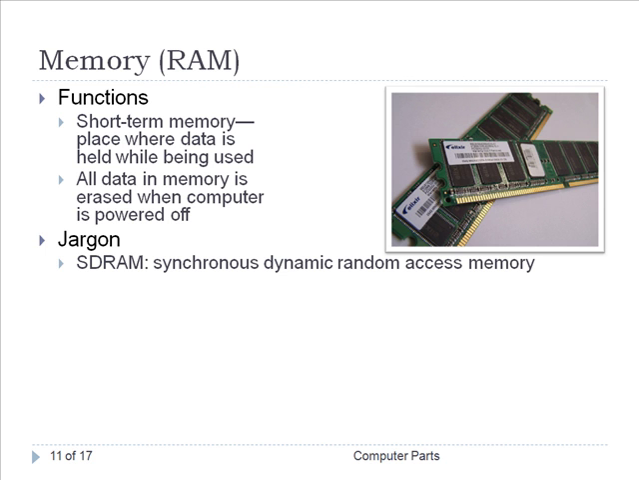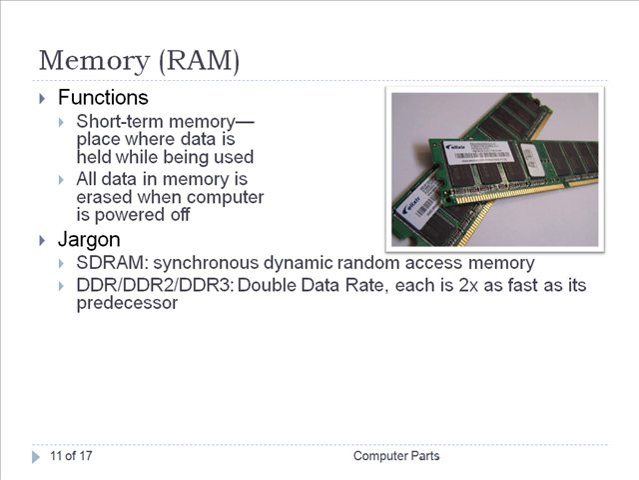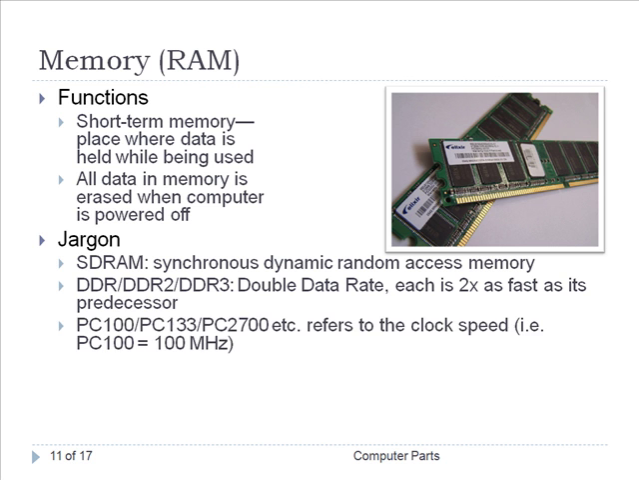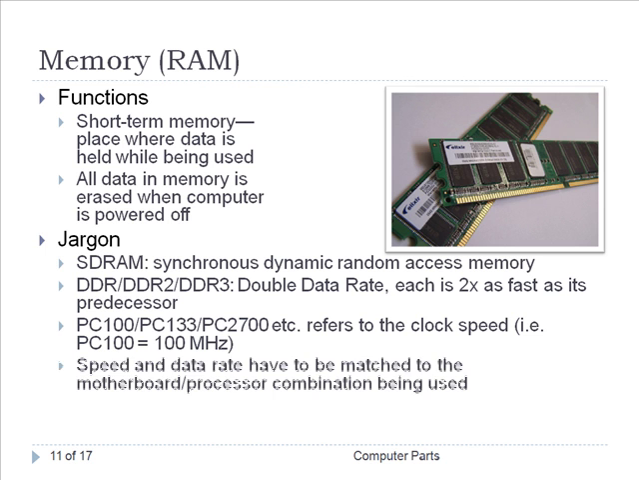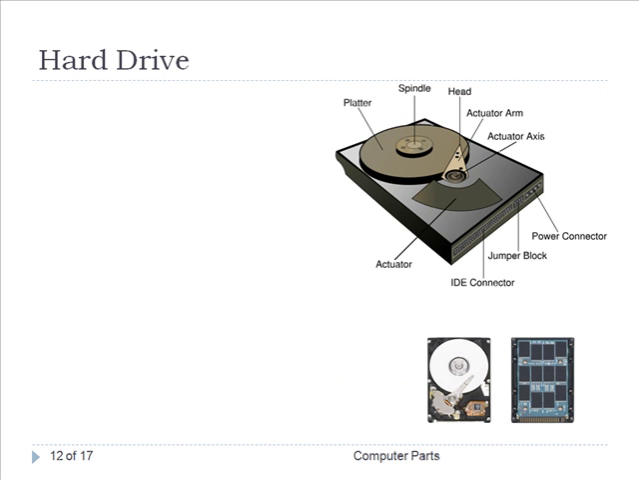So there's SDRAM, and then there's DDR, DDR2, DDR3, which each one is 2 times faster than its predecessor. These are just different types of RAM. And then there's PC100, 133, 27. This is the clock speed. Again, just like the CPU, the RAM has a clock speed that can be overclocked and stuff like that. And you just need to make sure that the data rate, the speed of your RAM, matches up with your motherboard and your processor, so that they all work very well together.